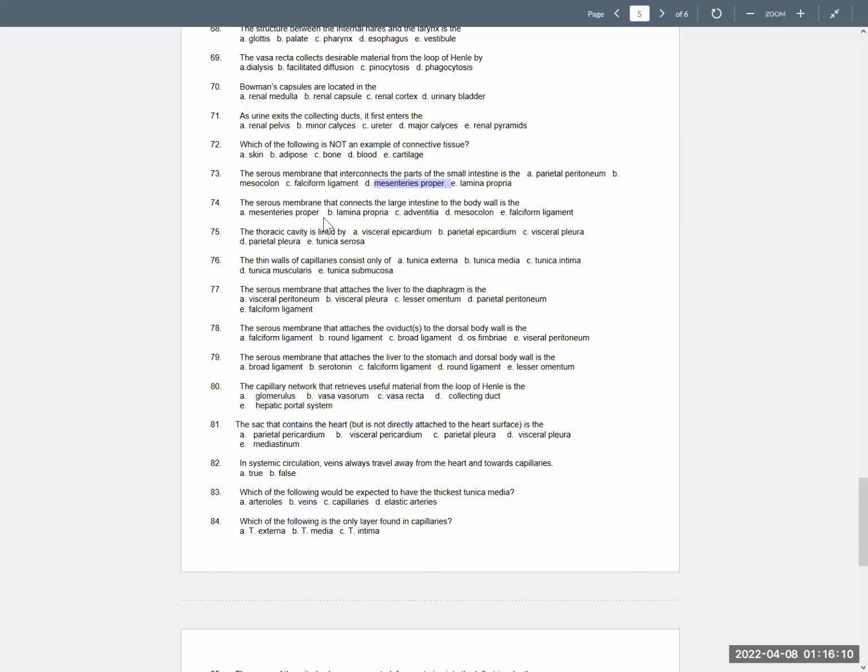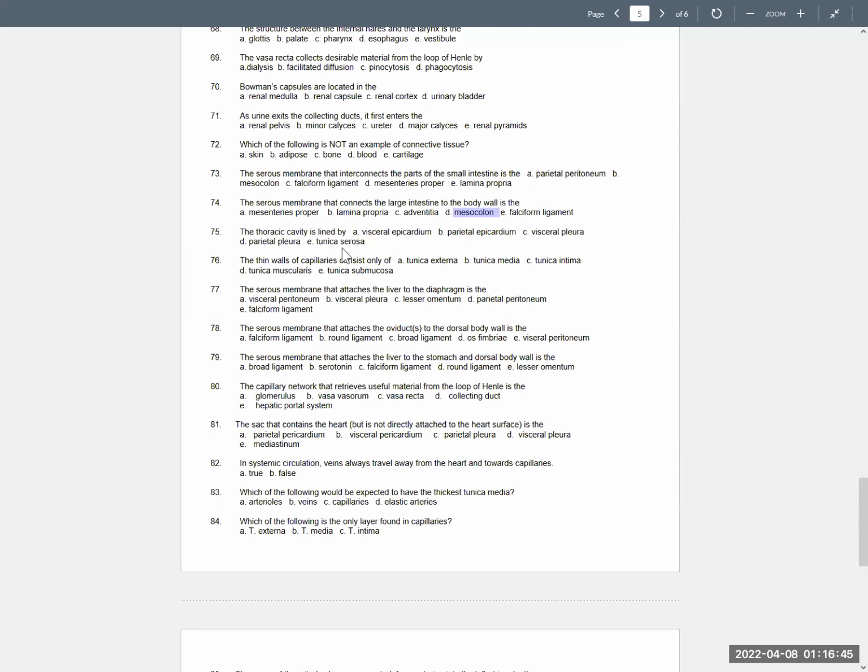Number 74, though, asks the serous membrane that connects the large intestine to the body wall. Well, that's not going to be the same answer. It's going to be the mesocolon. Now you'll find these in the notes. I'm not getting the feeling right now that they're on the tip of your tongue, but they are all listed under serous membranes. It's the last couple of paragraphs on the digestive system.